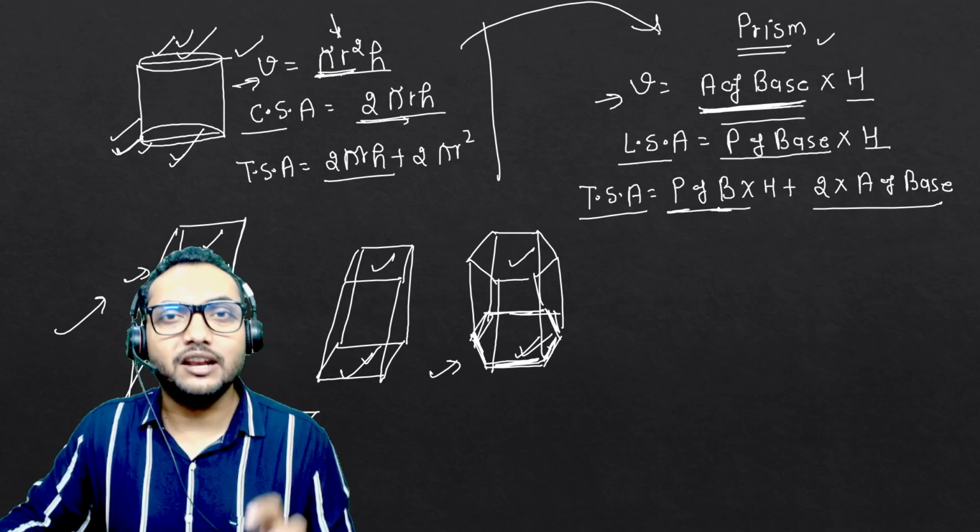Some of you will be confused that these are the slant height, right? No, these are not the slant height. These are the edges, okay? If I'm talking about this one, here this is the perpendicular height. This is the half of the base, and this is the slant height, okay? Now let us move ahead.